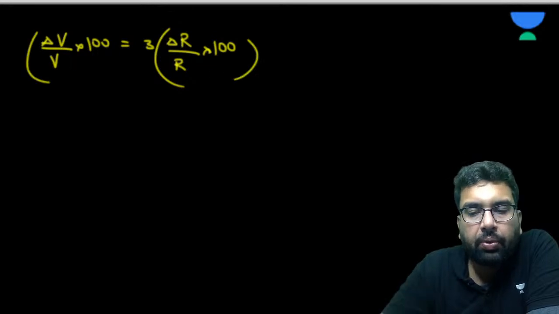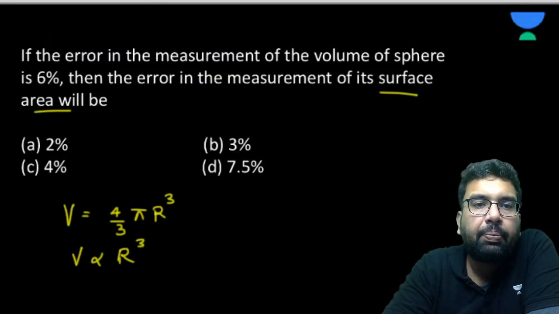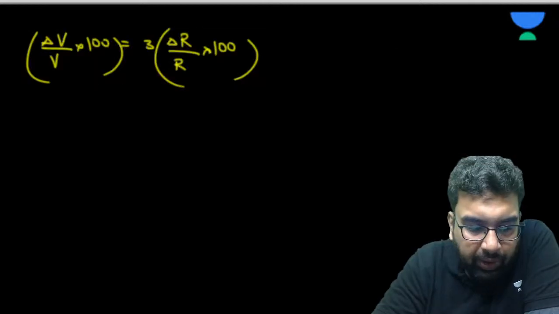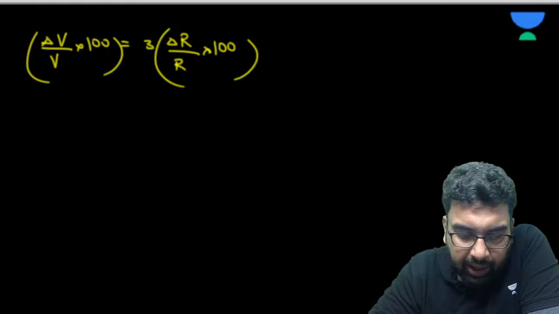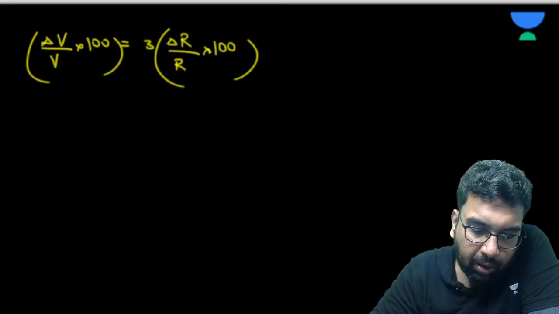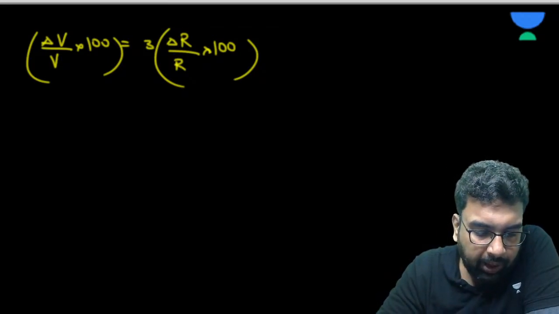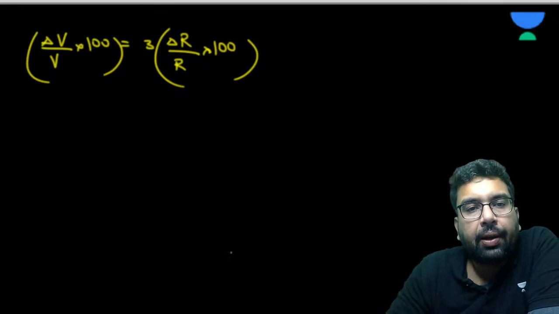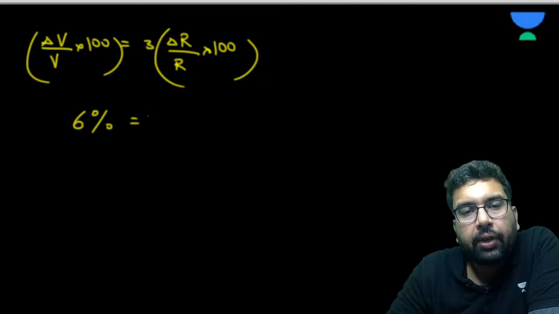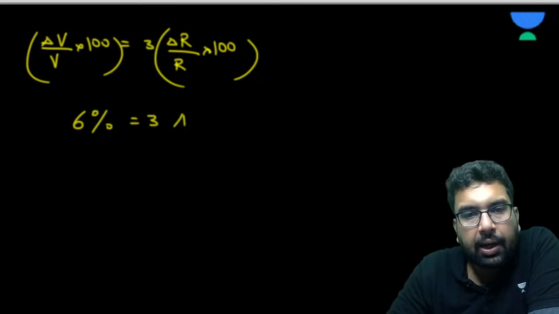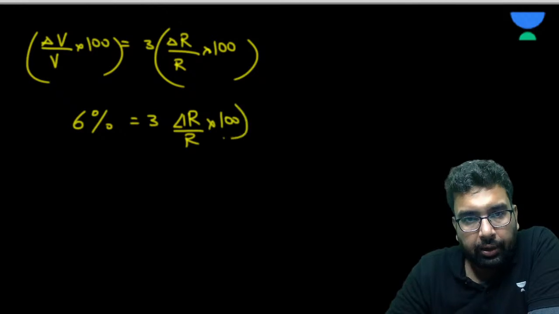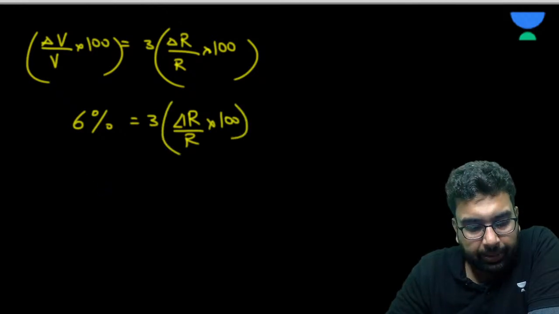So in this question, they are saying that the percentage error in the measurement of volume of the sphere is 6%. So this is 6%, and this is 3. So this will become delta R by R into 100, which is going to become 2%.